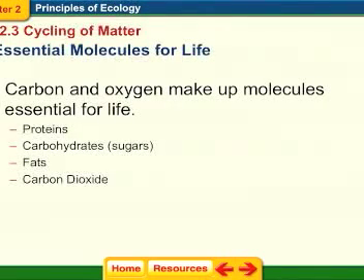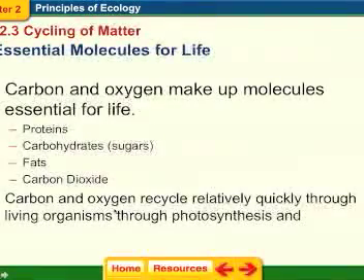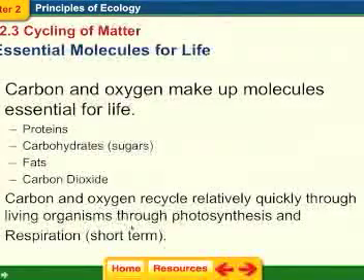Okay, so in the carbon and oxygen cycle, this is where we need these molecules to build up bigger molecules that we need for life. We're talking about anabolism, making the bigger molecules so that they then get broken down, and catabolism, if you remember way back in chapter 6. So the four things that we need for life are proteins, carbohydrates, fats, and DNA. Carbon and oxygen recycle quickly through living organisms, through photosynthesis and through respiration.